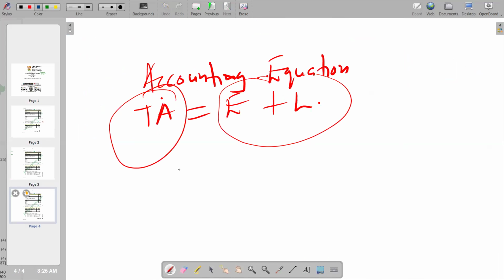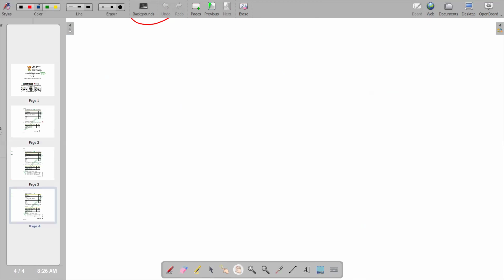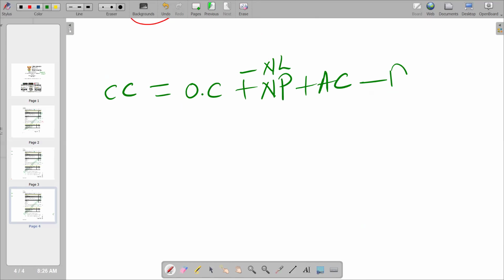So how do we calculate our closing capital? The formula that we are going to use to calculate our closing capital is equal to the opening capital, we add net profit. If the question has got a net loss, you're supposed to subtract net loss. And then if you have got additional capital in the question, you're supposed to add additional capital, and then you subtract your drawings.